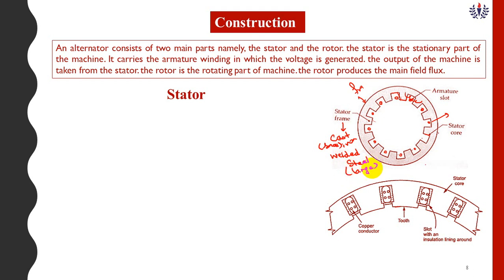Now, in order to reduce the losses, that is hysteresis and eddy current losses in the winding arrangement, this stator core is assembled with silicon steel lamination. Why is the stator core made up of silicon steel lamination? To eliminate the eddy current losses and the hysteresis losses.